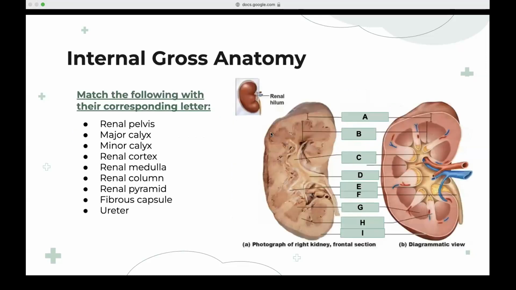Yeah. Okay. Now match the following with the letters. So where is the renal pelvis? Which letter?